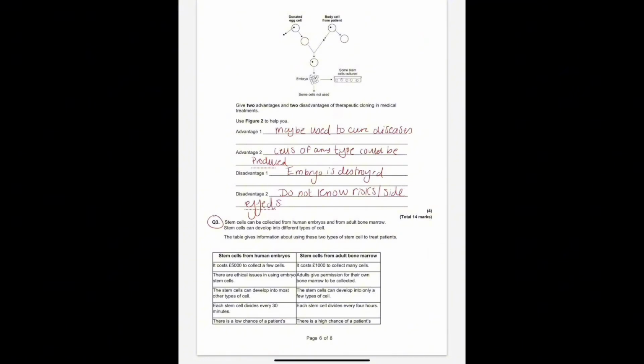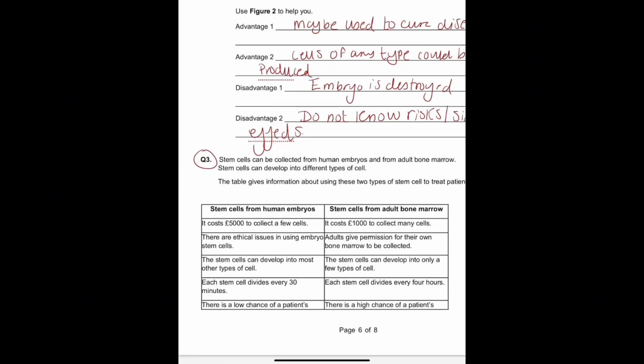Stem cells can be collected from human embryos and from adult bone marrow. So those are the 2 places where stem cells can be collected from. Stem cells can develop into different types of cells. The table gives information about using 2 types of stem cell to treat patients. So here we have stem cells from human embryos and stem cells from adult bone marrow. Now it's asking you, scientists are planning a new way of treating a disease using stem cells. Use only the information from above to answer these questions. So please make sure you use the information above.